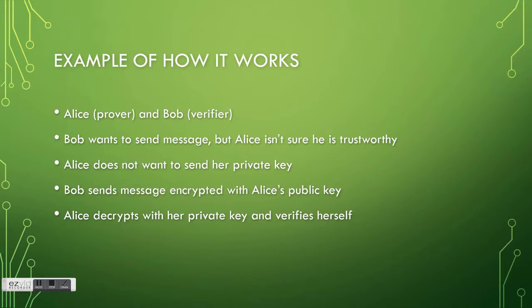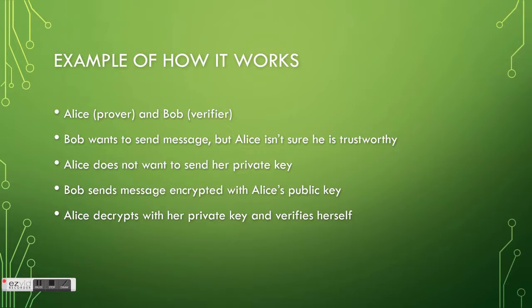Now, for an example to make all of this information a little more clear. Think about the prover and the verifier from earlier. In this common example, we have Alice as the prover and Bob as the verifier. Now let's say that Bob wants to send Alice a confidential message full of trade secrets or something of the like. He needs to verify that Alice is who she says she is. He needs Alice's secret key to prove this. But Alice doesn't know Bob. She doesn't want to send her secret key to someone she doesn't trust.